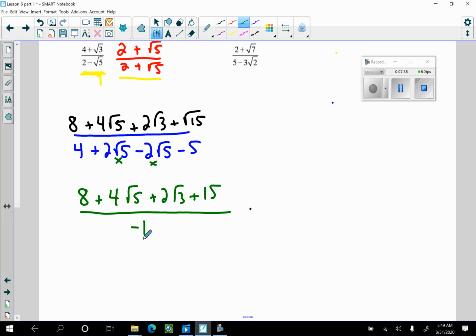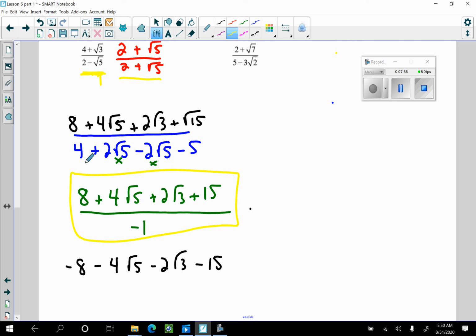And you could leave that like that, or probably you would want to divide each term by negative 1. So it would be negative 8 minus 4 square root of 5 minus 2 square root of 3 and minus 15. That's the simplified version. If you want to leave that like that, you would be okay. If it were an IXL problem, this probably would be the answer. And all they're doing is dividing each term by negative 1. And you can do that since there's a single denominator.